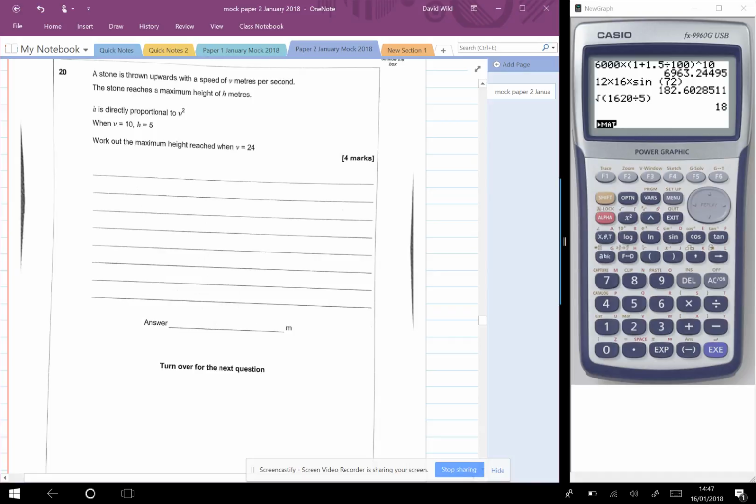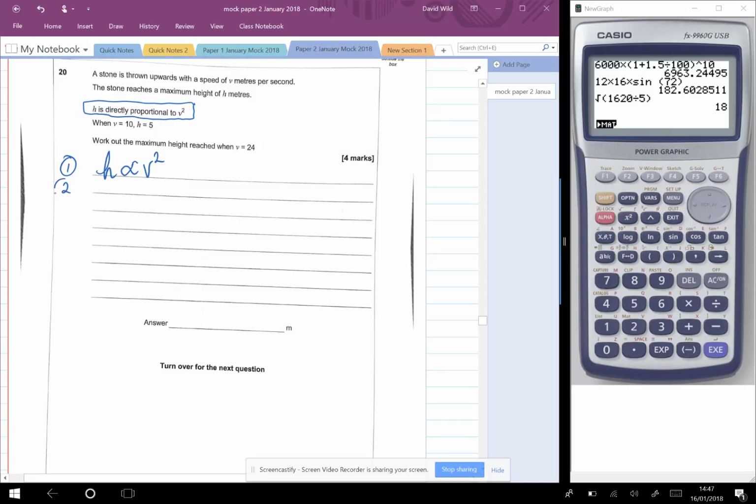Question 20. A stone is thrown upwards with a speed of v meters per second, and the stone reaches a maximum height of h. H is directly proportional to v squared. Okay, we're starting to think about proportionality now. When you think about proportionality, you should follow the steps that we did in class. So step 1 is to write a proportionality statement. H is directly proportional to v squared.